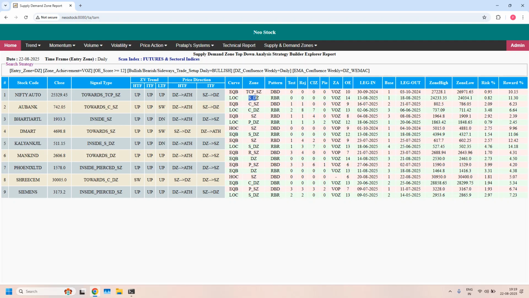In all these 9 daily demand zones, there could be a higher probability of success, provided less than 20 checklist items are satisfied. Otherwise, the zone might be violated. There are higher chances the zones might be violated if the checklist items fail. That's why you should always focus on the less than 20 checklist items.